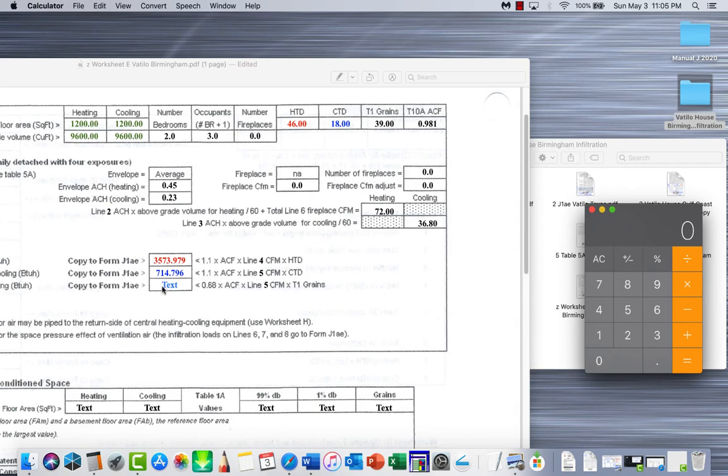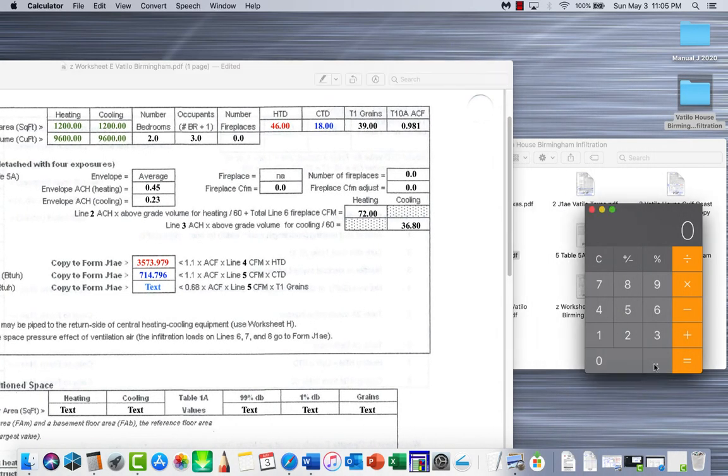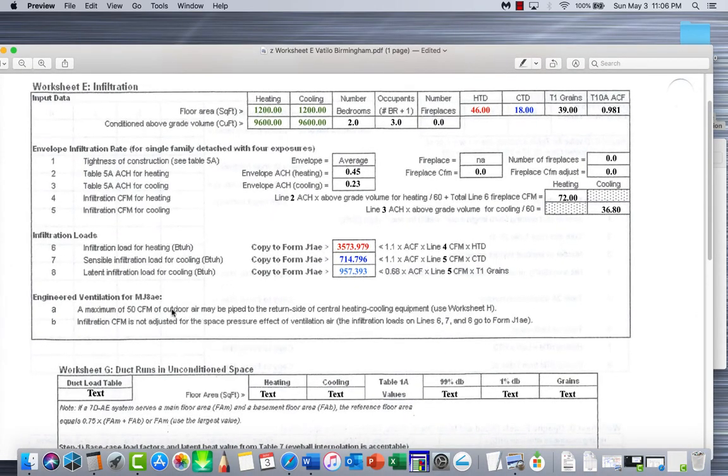Last problem we're going to do right here is 0.68 times altitude correction factor, 0.981, times line 5 CFM. I'm going to slide this over so you can see line 5. Line 5 is 36 times our T1 drains. So that one right there. So 0.68 times 0.981, or I'll do correction factor, times line 5 CFM, which is 36.80, times T1 drains, which is 39. End up with a latent load of 957.393. Okay, now we got all these numbers done, we got everything completed.